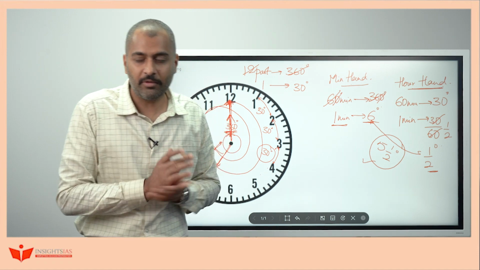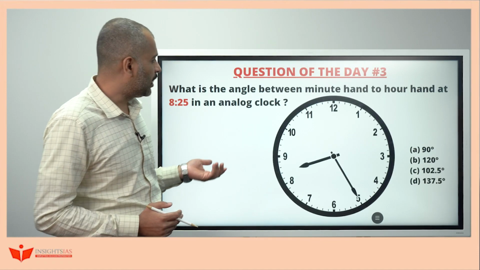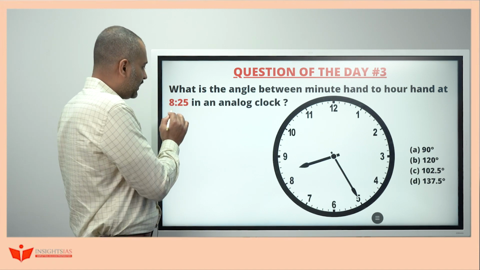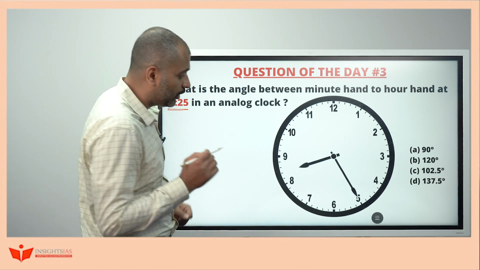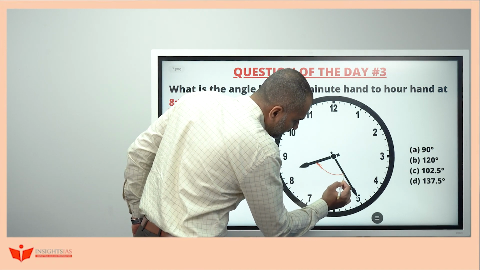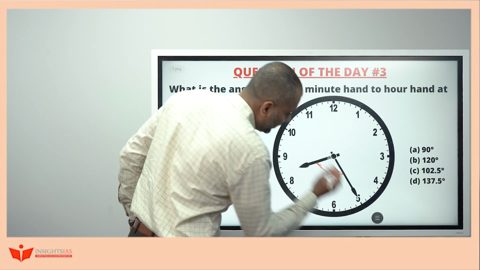Moving on to the question now. Coming back to this question. Now, how to solve this question? Okay, what is the angle between the minute hand and the hour hand at 8:25? He is asking for the angle between the minute hand and the hour hand when the time is 8:25.